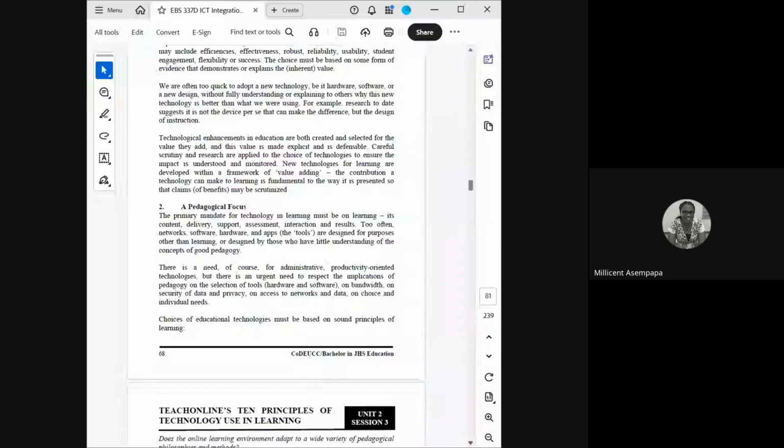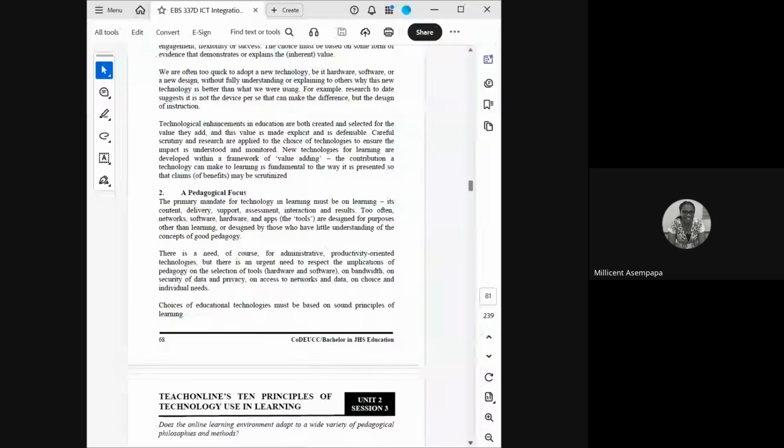So there is a need, of course, for administrative productivity-oriented technologies, but there is an urgent need to respect the implications of pedagogy on the selection of tools. You respect the implication of pedagogy on the selection of tools. So the tools can be the applications, can be the hardware, bandwidth, on security or data and privacy, on access to networks and data, on choice and individual needs.